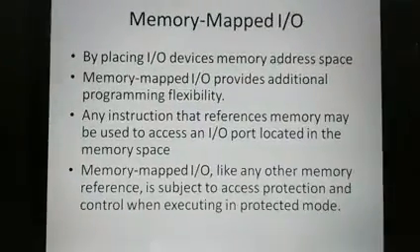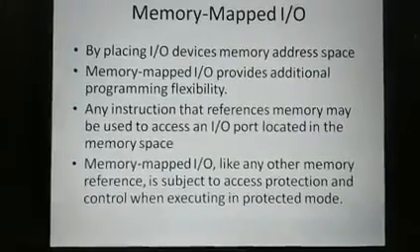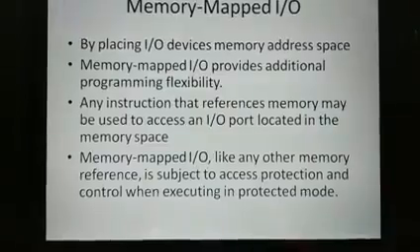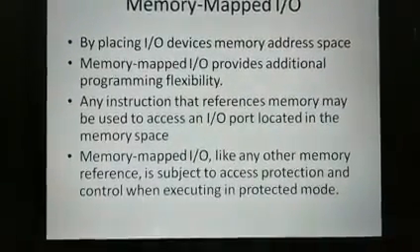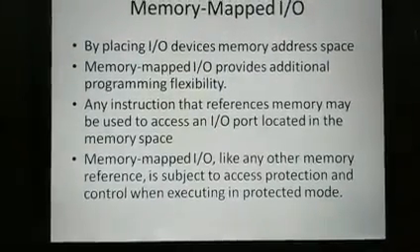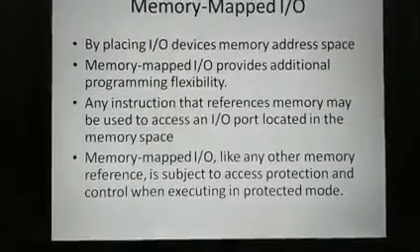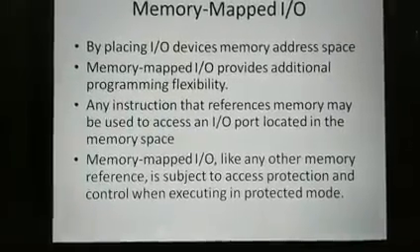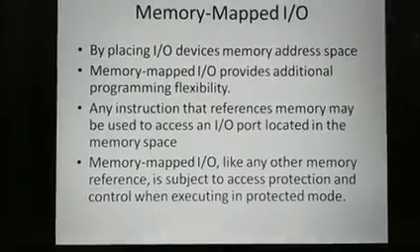Now the second type of input output instruction is the memory mapped input output instruction, by placing input output devices in the memory address space. Memory mapped input output provides additional programming flexibility. Any instruction that references memory may be used to access an input output port located in the memory space. And memory mapped input output, like any other memory references, is subject to access protection and control when executing in protected mode. So what does that mean?